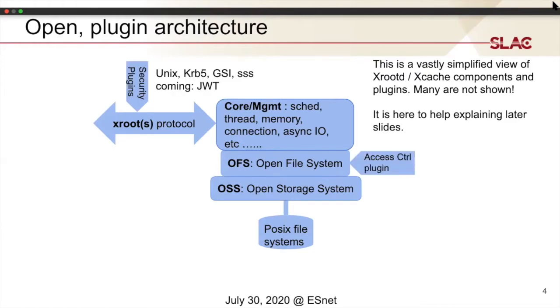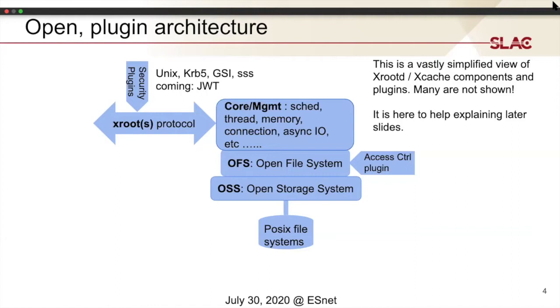The first part is the core component of Xroot as a storage system. You have a core and management system in the center, which does the scheduling, the threads, and the memory management, and manages the connections, etc. These core components view the storage as a file system, but a generic file system. There is an open file system layer, which the core system talks to. Below that is a storage plugin, which allows all sorts of storage systems. One of these is obviously the POSIX file system, of course. That's where Xroot starts.